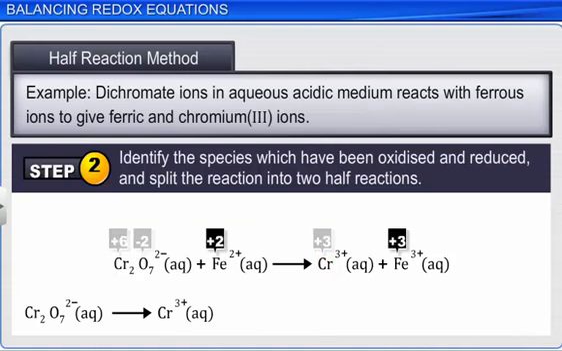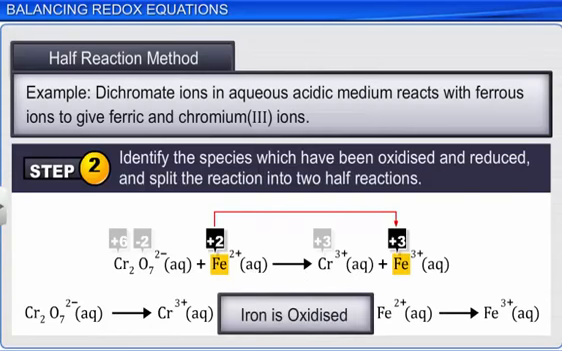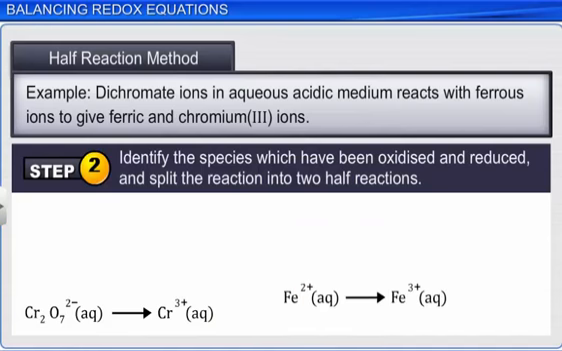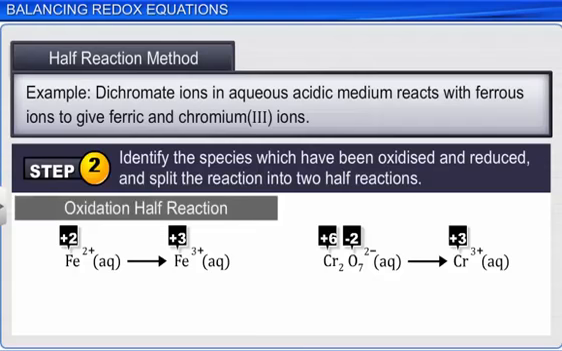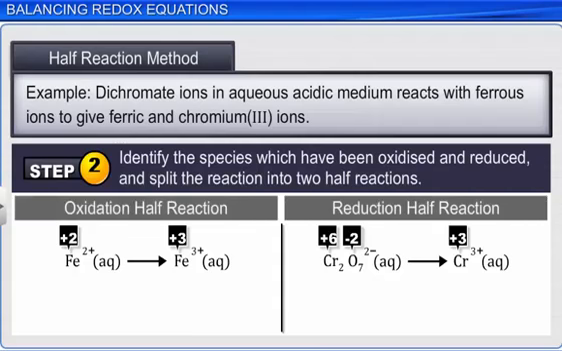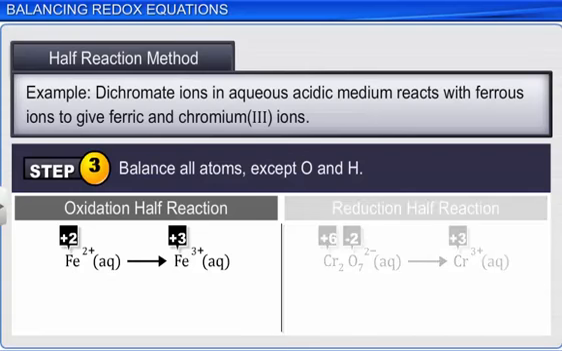Simultaneously, the oxidation number of iron increases from +2 to +3. Thus, iron is oxidized. Thus, the 2 half reactions can be written to show the oxidation half reaction and the reduction half reaction. In the third step, balance all atoms except oxygen and hydrogen. In this example, the oxidation half reaction is already balanced since the numbers of iron atoms are equal on either side of the equation.